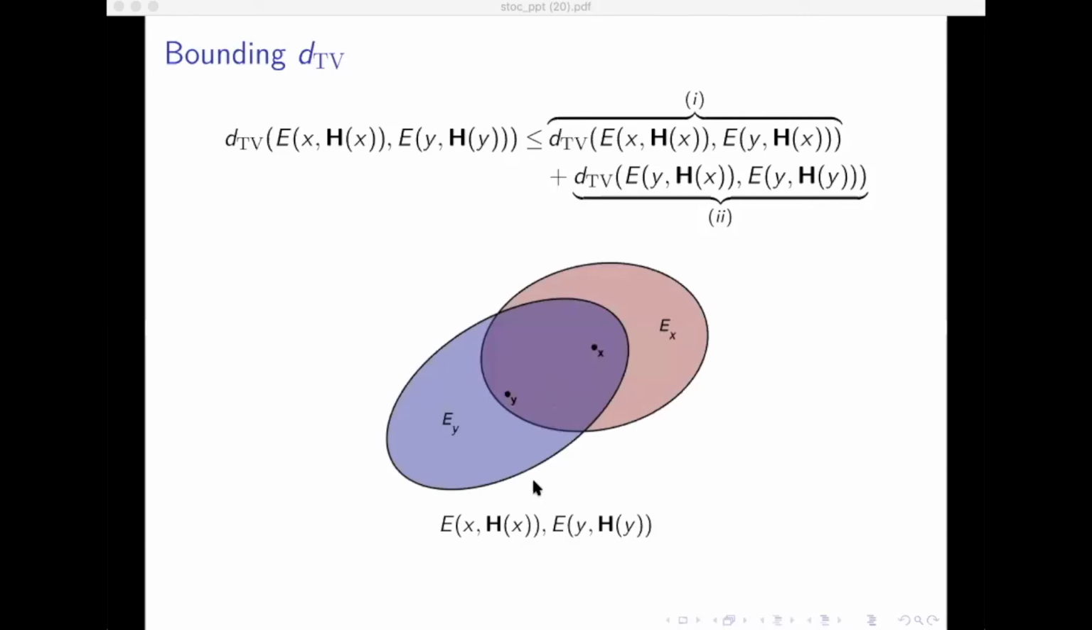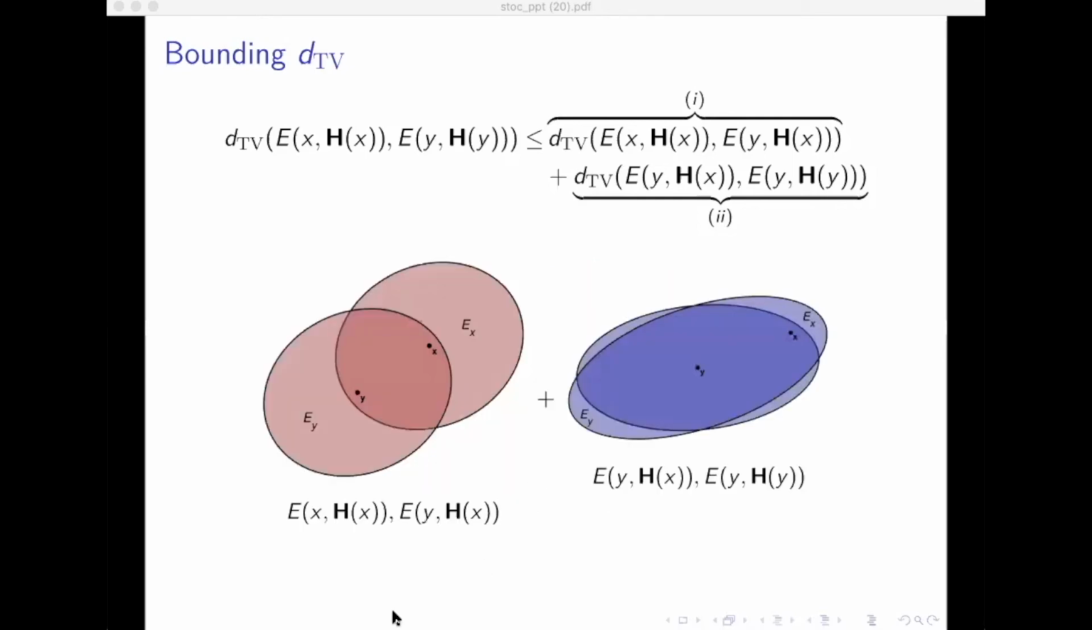The total variation distance between the original Dikin ellipsoids at x and y can be broken down into the sum of total variation distances between the ellipsoid centered at x and y having the variance matrix Hx, and the total variation distance between two ellipsoids, both centered at y having variance matrices Hx and Hy respectively. We can bound these two terms separately.